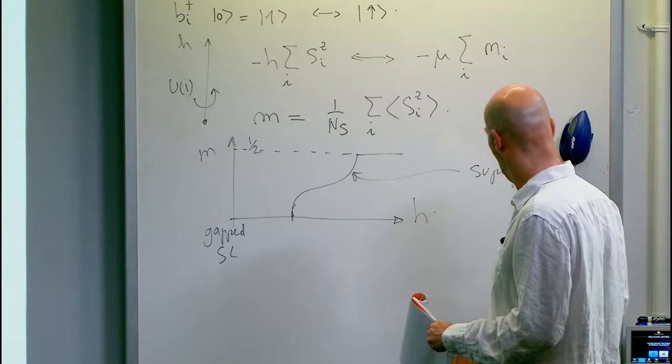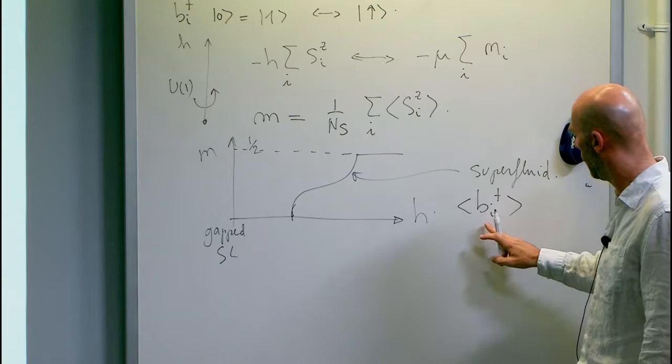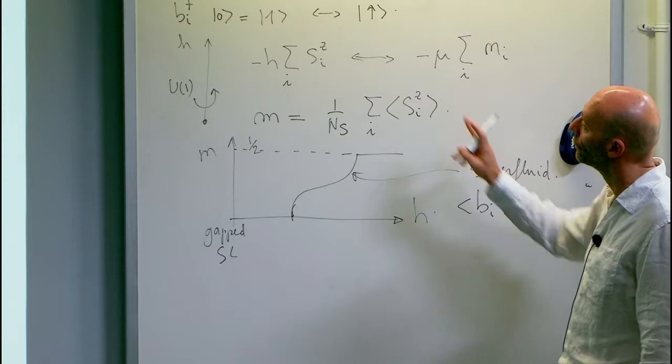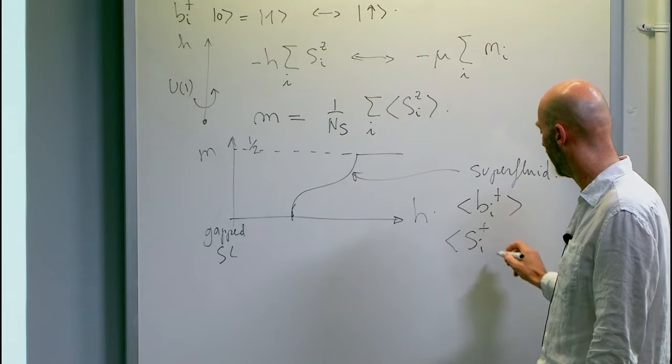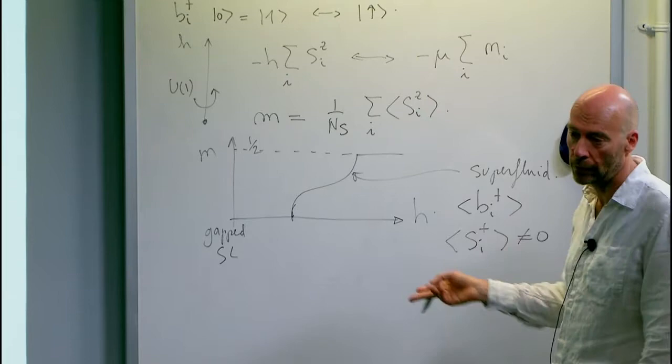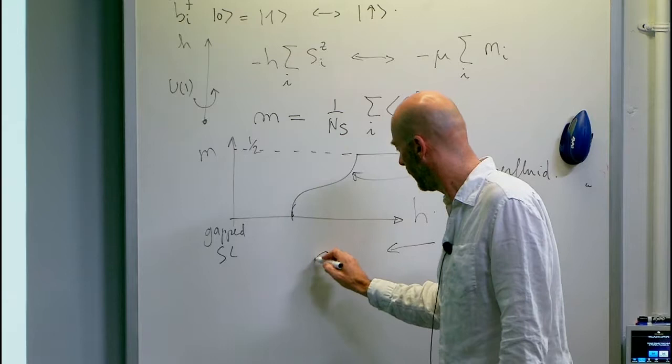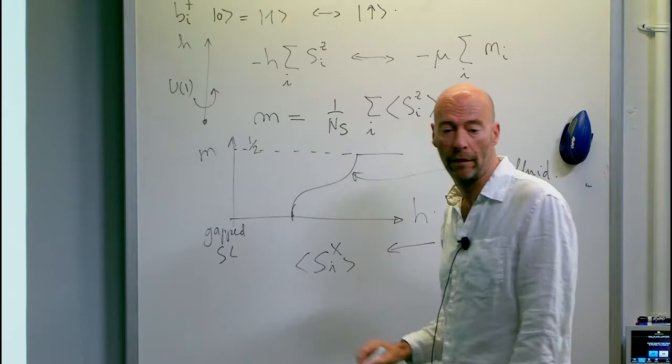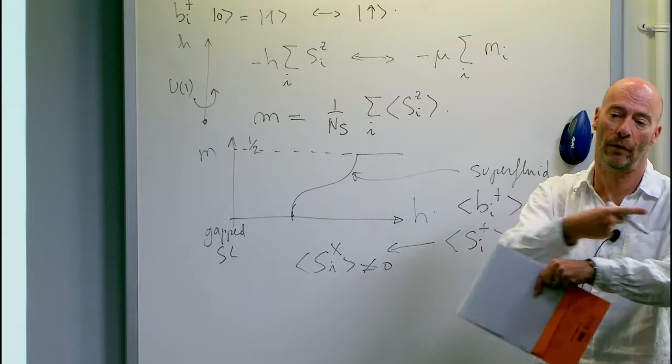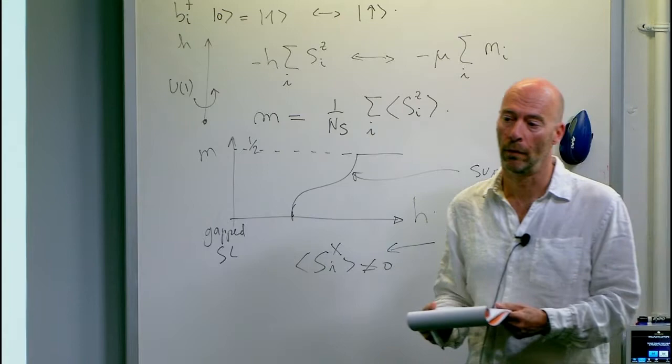It's a superfluid, so it has a finite value of this operator, the Bose creation operator. And if I translate back to the spin language, it means that the expectation value of S_i^+ will be different from 0. And S_i^+, S_i^-, I can make that tell me that the spin component in the plane has a finite value. So if I have a bipartite lattice, I will have a staggered magnetization transverse to the magnetic field direction. And that's really the analog of the superconducting state.